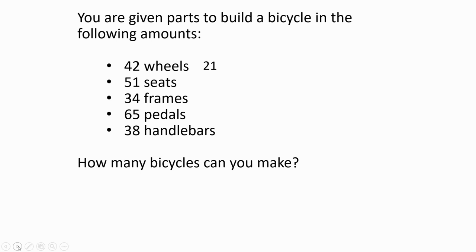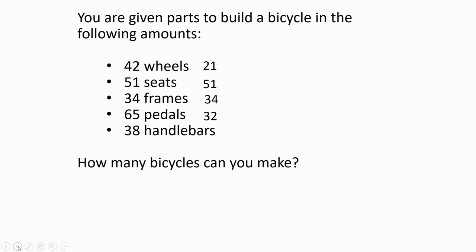The next one we have is 51 seats. Each bicycle only has 1 seat, so from that we can make 51 bicycles. Then we have 34 frames. Each bicycle only has 1 frame, which means we can make 34 bicycles from the frames. We have 65 pedals. Each bicycle contains 2 pedals, so we can make a maximum of 32 from the pedals because we can't really have half a bicycle.